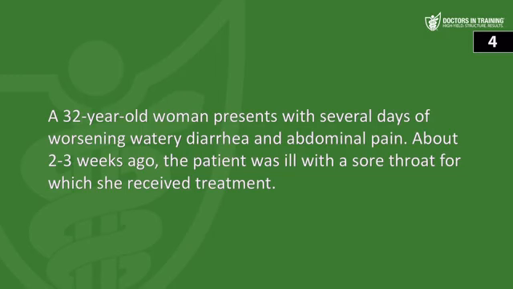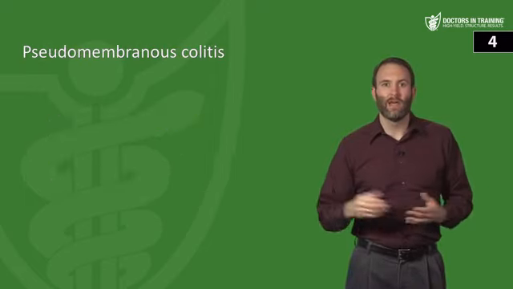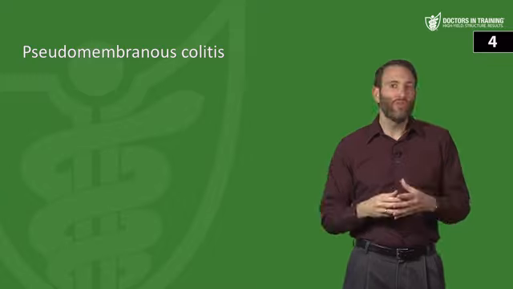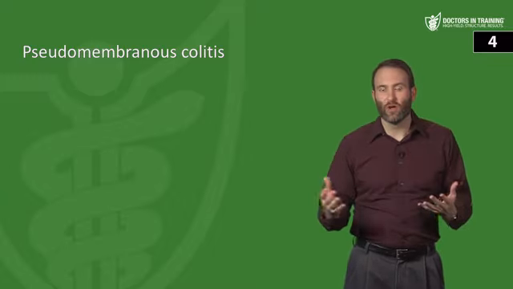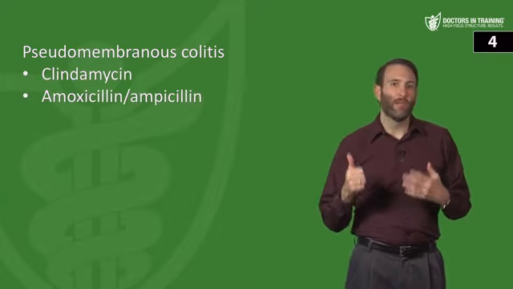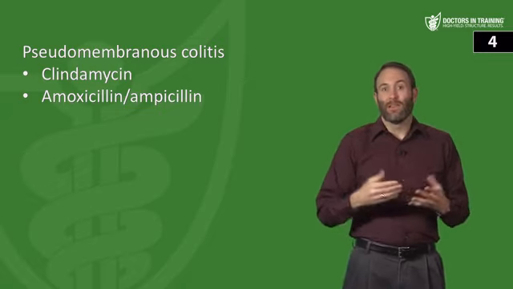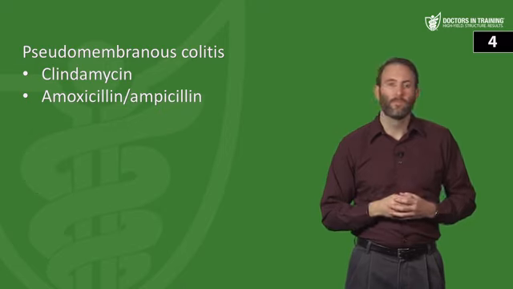Let's move on to GI. So here we have a 32-year-old woman who presents with several days of worsening watery diarrhea and abdominal pain. About 2 to 3 weeks ago, the patient was ill with a sore throat for which she received treatment. What does she have? So this is probably pseudomembranous colitis, and what causes this? Well, any antibiotic can actually cause it, but the two that we get the most test questions on are going to be clindamycin and then amoxicillin or ampicillin, very similar medications there. This patient likely got something like amoxicillin for strep throat.